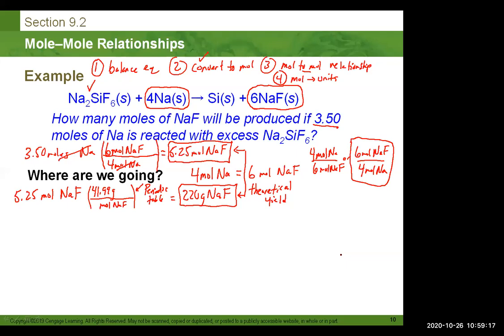Now, sometimes people really screw up because they go backwards. What I mean by that is if something is done for you, you just go to the next step, don't undo it. I've seen people, for example, in a problem like this, unconvert the moles of sodium back to grams and then go back to moles and kind of go backwards before they go forward. So obviously if something is done for you, just continue on. Any questions on any of those steps there?